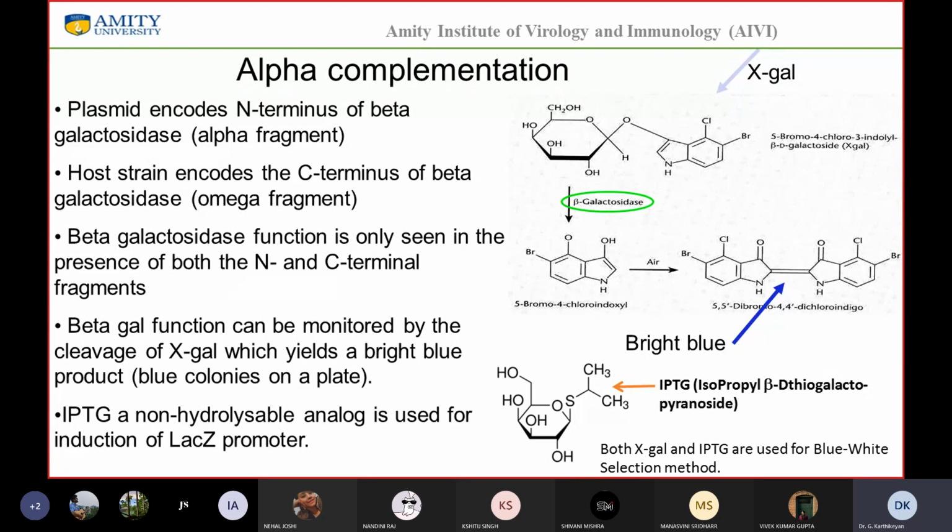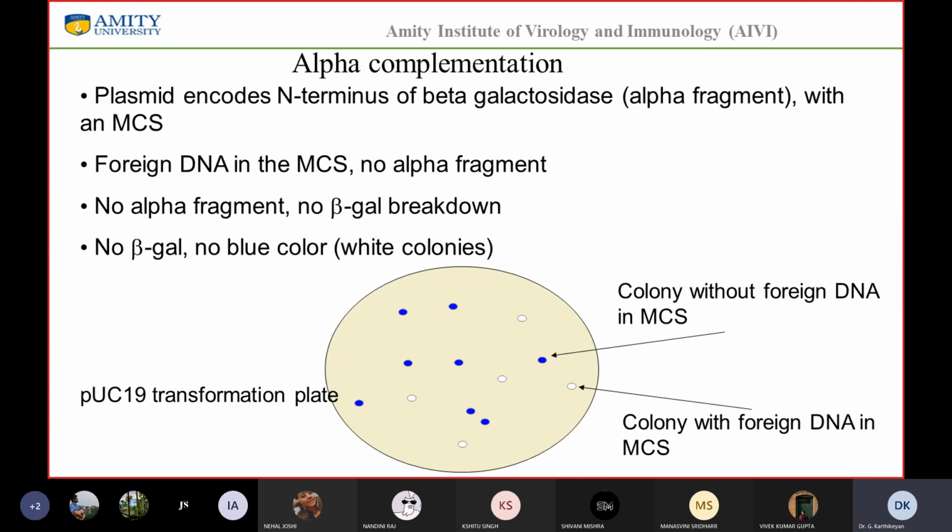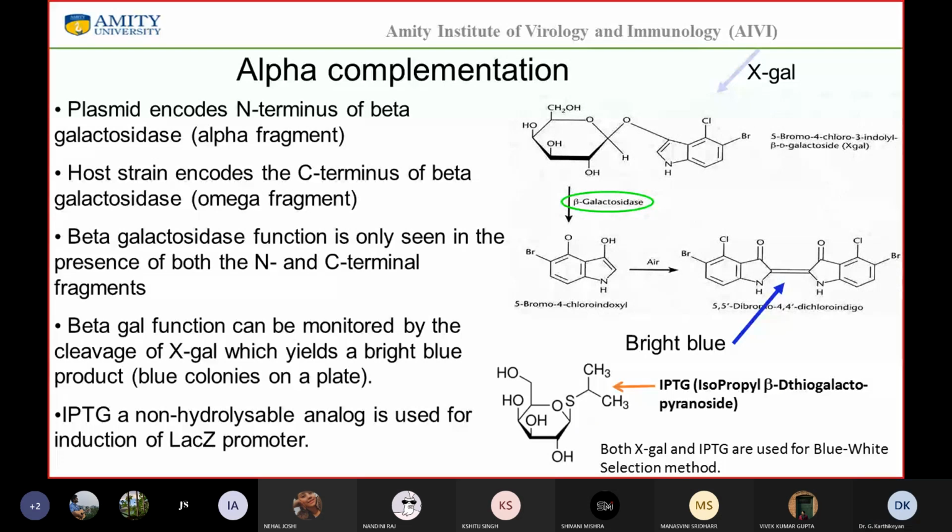You may not know which is the actual blue colony and which is the white colony. So typically this plate will have both X-gal and IPTG. Only when you have both X-gal and IPTG does this blue-white selection work. All right. Did I make it clear? Yes, sir.